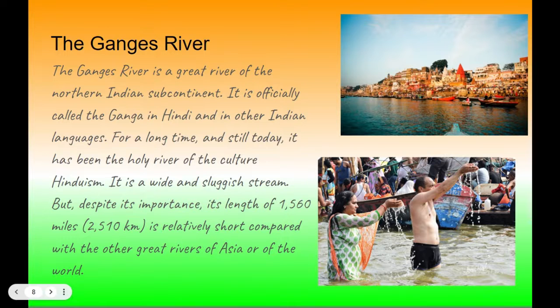But despite its importance, it's just a mere length of 1,560 miles, and it's relatively short compared with the other great rivers of Asia or of the world. So these are the banks, and these are the religious ceremonies that people are conducting.